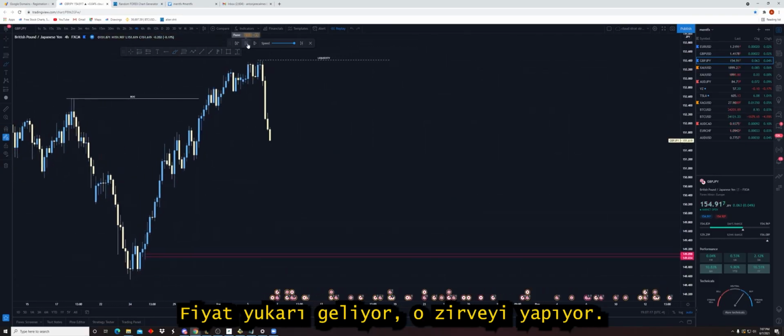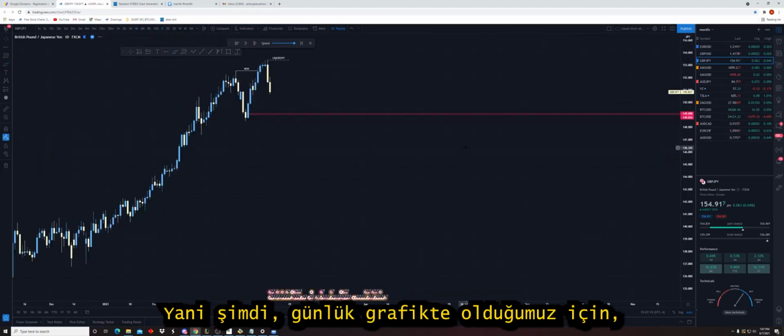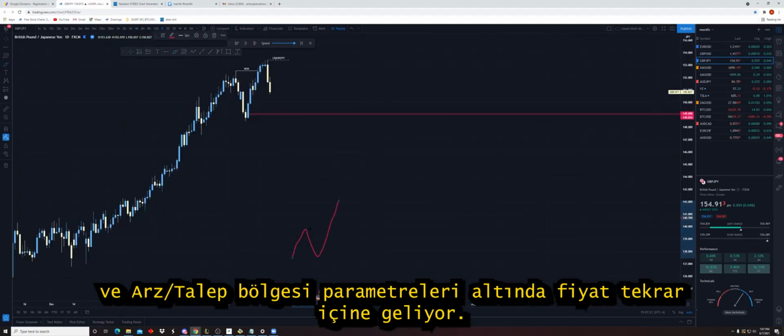Price does come up, makes that high. So now, right, because we're on a daily chart, under the parameters of a break of structure, a supply and demand zone, price comes back into it.